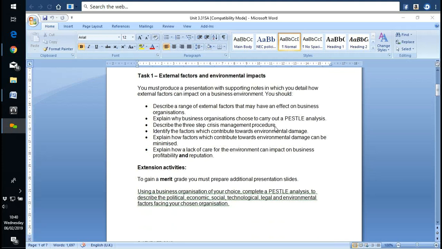And then explain why they carry out that PESTLE analysis. Look at the three-step crisis management procedure and identify the factors which contribute towards environmental damage. Explain how the factors which contribute towards that damage can be minimised, and explain how lack of care of this can reflect on the business's profitability and its reputation. Those are the first bit, and those are the things that will require your slides with some notes to show how you've actually researched that and what you've come up with.